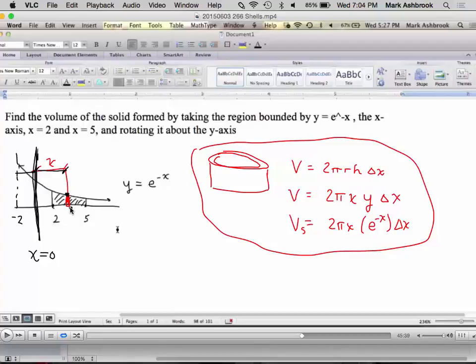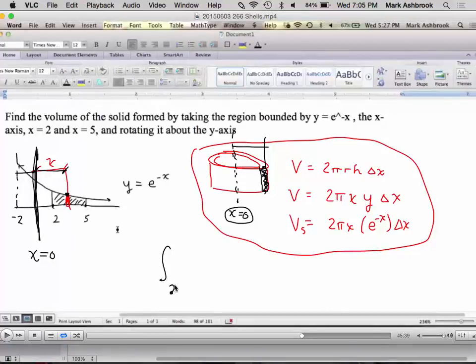I just see a hole in the middle, so I thought you guys could. But it's the radius of your shell. The center of the shell, you're rotating about x equals 0, so it's the distance out to the edge from x equals 0, not 2. That's the distance from the y-axis to your strip, the x-coordinate. It's always from where you're rotating about to the strip.